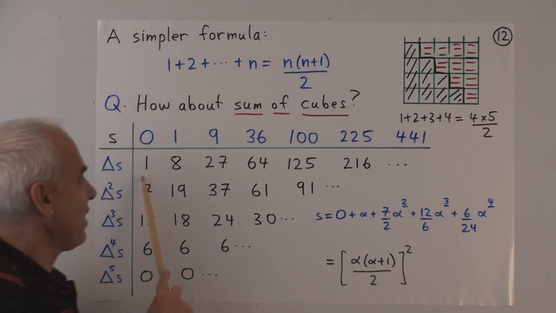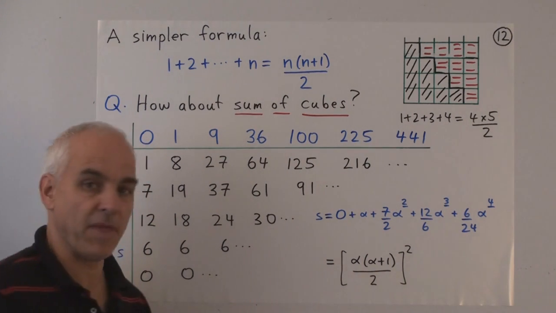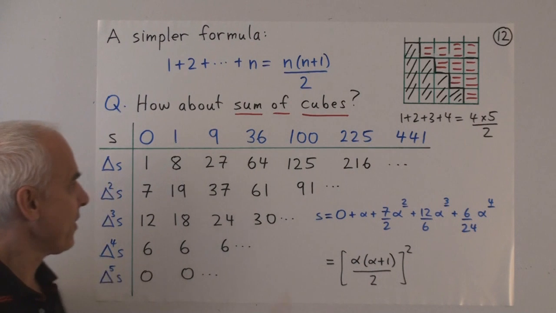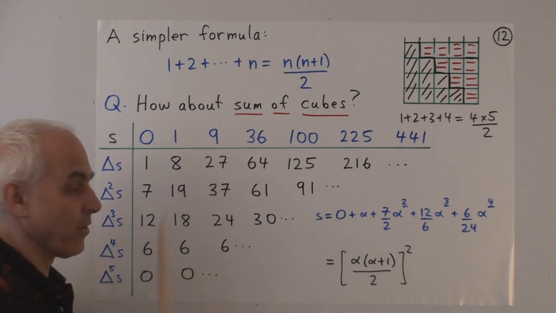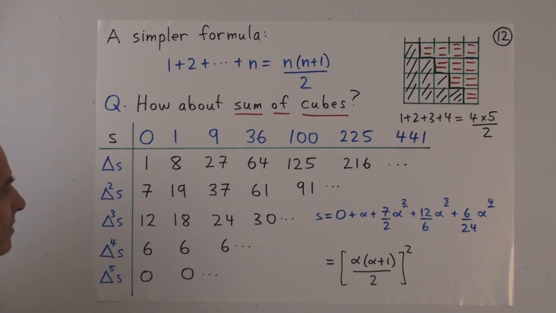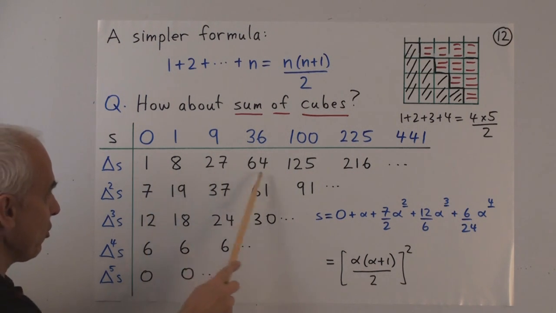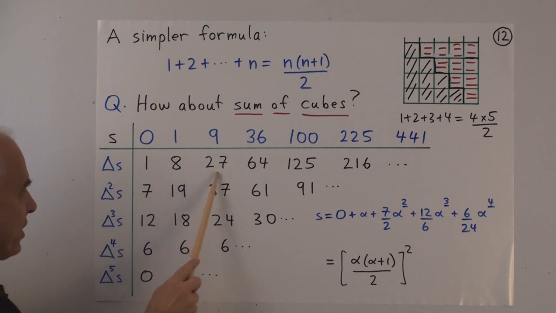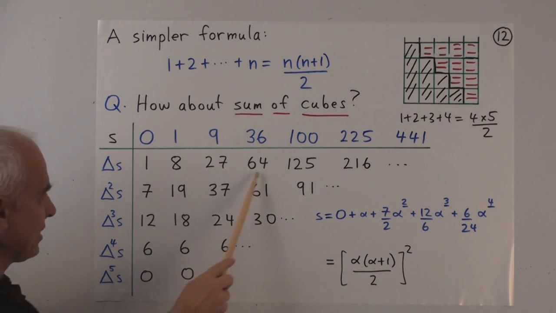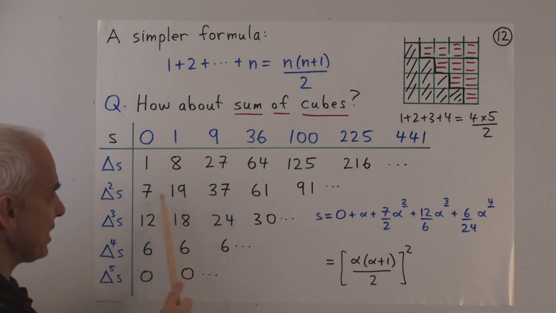We can see that it's the forward differences right here that are exactly the cubes. The difference between this sum and this sum is this third cube. So let's complete this to make a complete table of difference by taking the differences between the cubes. 8 minus 1 is 7, 27 minus 8 is 19, 64 minus 27 is 37, and so on.